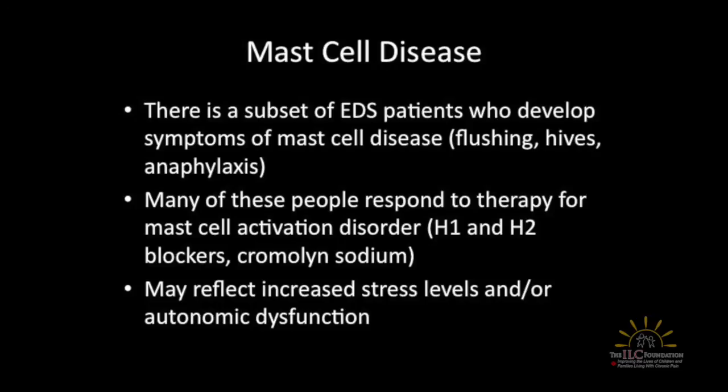The mast cells release histamine, and so histamine blockers, including H1 and H2 blockers and cromolyn sodium, which is a mast cell stabilizer, can be very, very effective for these patients. The mast cell disease may reflect increased stress levels and/or autonomic dysfunction. We really don't have a very good handle on exactly what sets it off.